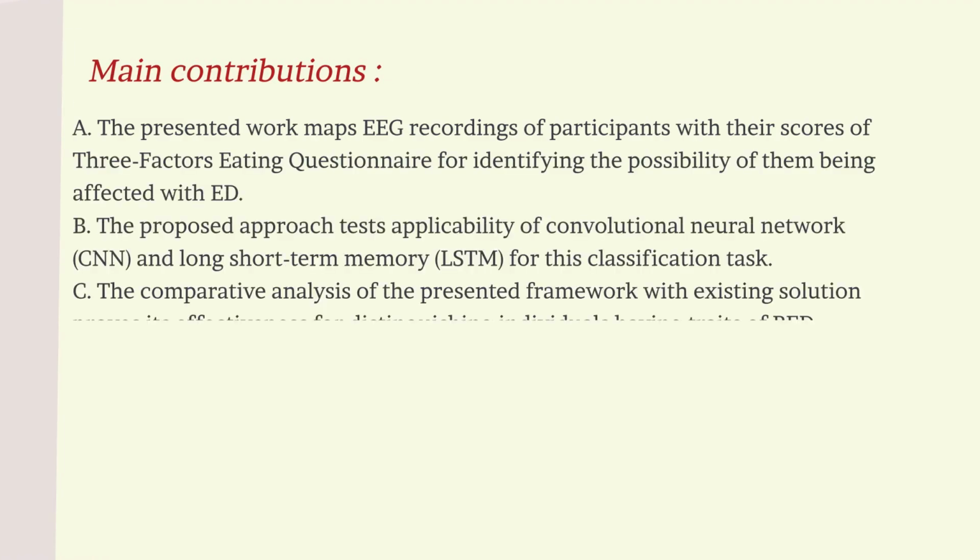A. The presented work maps EEG recordings of participants with their scores of the 3 Factor Eating Questionnaire for identifying the possibility of them being affected with ED. B. The proposed approach tests the applicability of convolutional neural network (CNN) and long short-term memory (LSTM) for this classification task. C. The comparative analysis of the presented framework with existing solutions proves its effectiveness for distinguishing individuals having traits of BED.